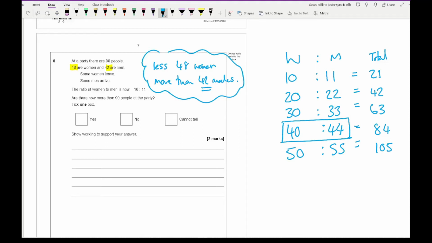So the question is saying, are there more than 90 people? Well, the answer is going to be no. And again, our supporting working out is there, and then it says there are only 84 in attendance. And there we go.